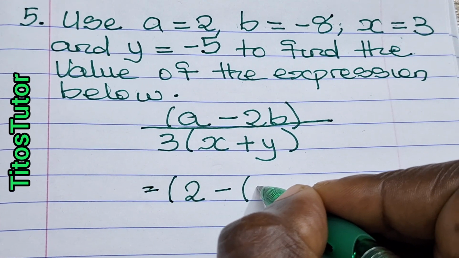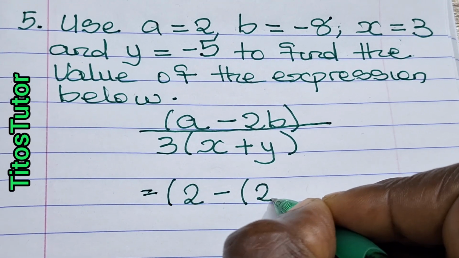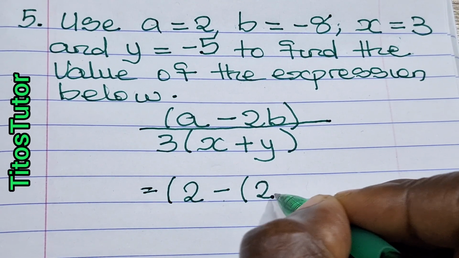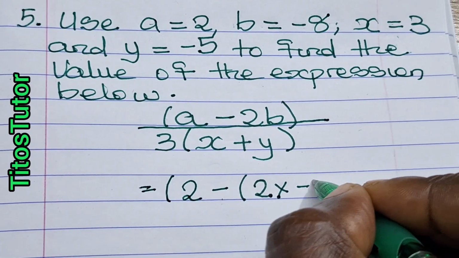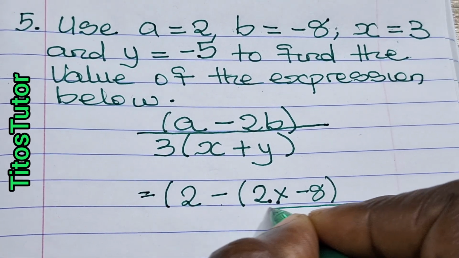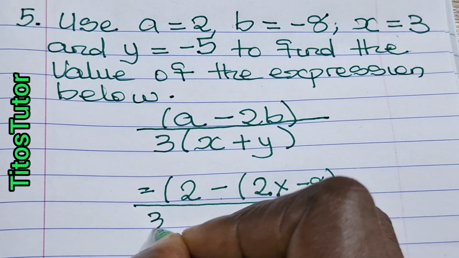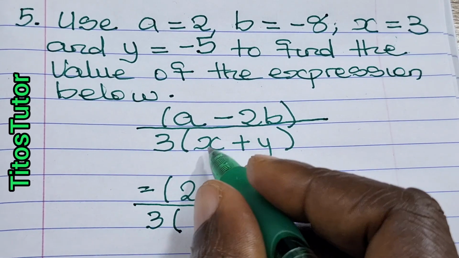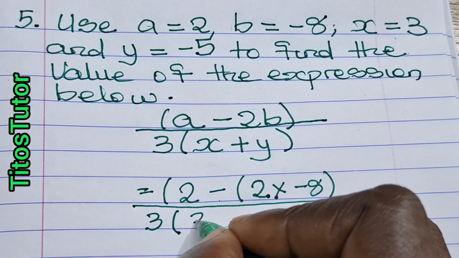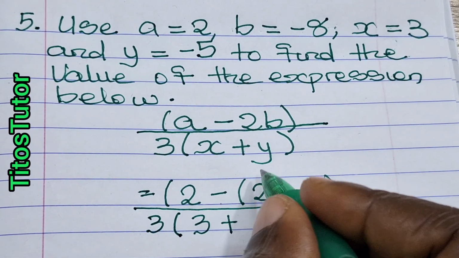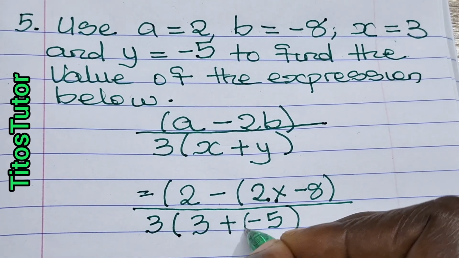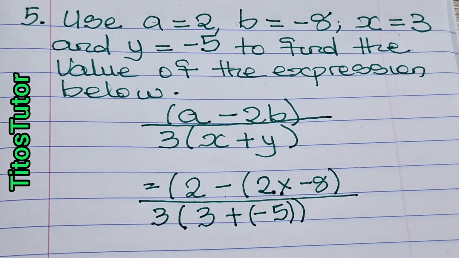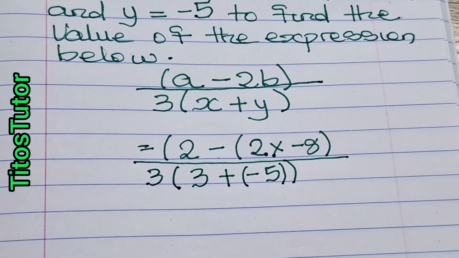I'm putting this in a bracket so I don't get confused, right? Because I need to sort that out first. 2 times B, and B is -8. Okay, all over 3 in a bracket, put X is 3 plus Y is -5. Put that in a bracket as well, so I'm clear. Now it's time to simplify.